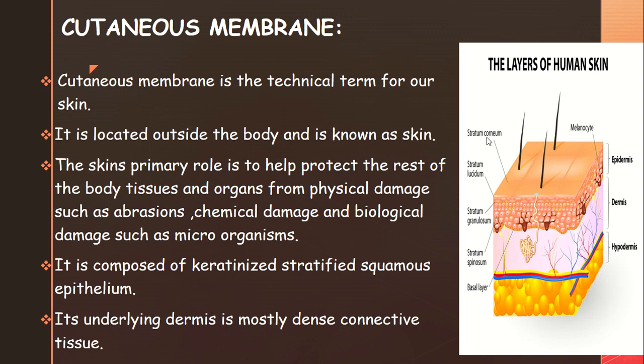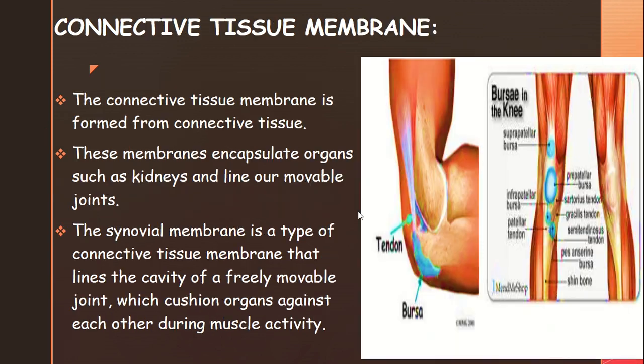What are the 5 layers of skin? They are the stratum corneum, lucidum, granulosum, spinosum, and the basal layer. So these are the 5 layers. Mainly the skin is divided into epidermis, dermis, and the hypodermis, and the epidermis has these 5 layers. It is composed of keratinized stratified squamous epithelium. Its underlying dermis is mostly dense connective tissue. So this is the cutaneous membrane.